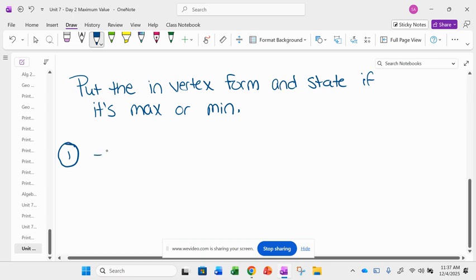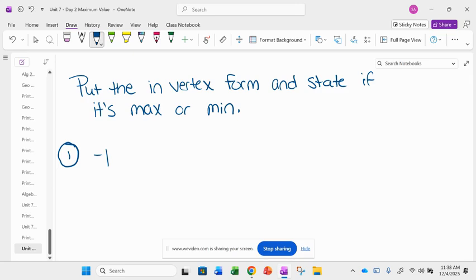Okay, so here I'm going to start off with negative 16x squared plus 64x equals 0. Now to put this in vertex form, we're actually going to complete the square, but we're not going to do it the same way we would do it when we were solving for x. This time I don't want this equal to 0. I want this equal to y.